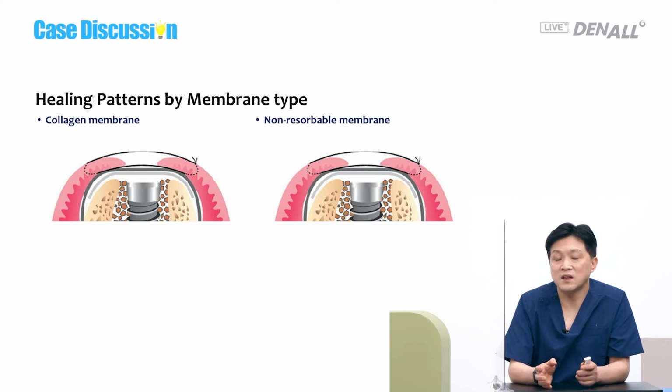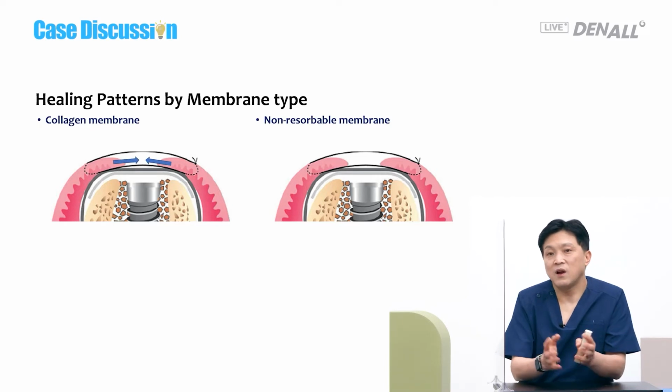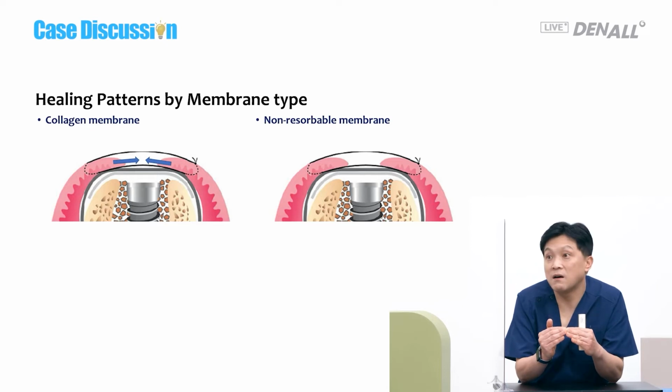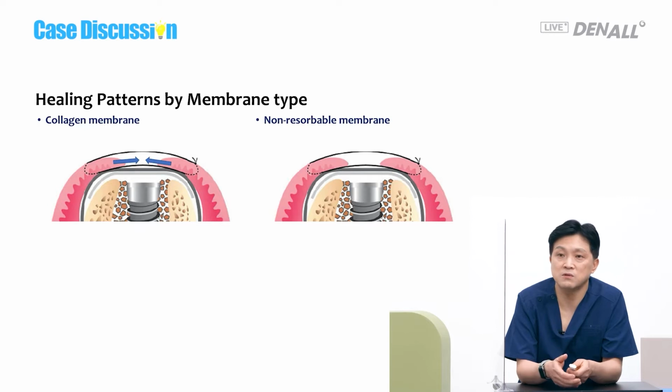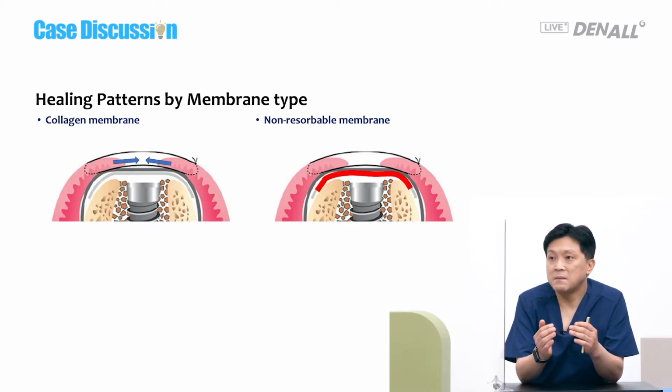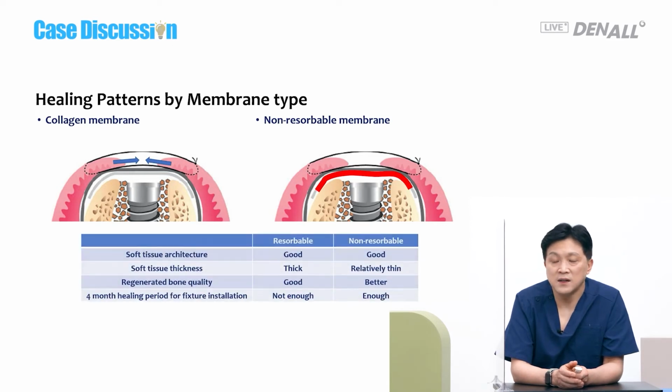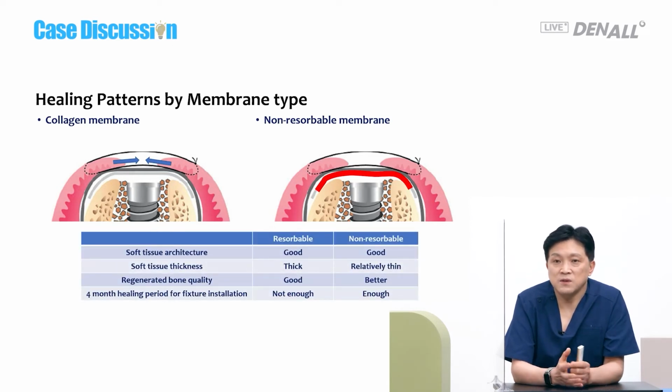Collagen membrane versus non-resorbable membrane. The outcome is the same, but the healing mechanism is different. With the collagen membrane, over the membrane, soft tissue fills up to achieve the primary closure. With the PTFE membrane, pseudoperiosteum is generated below the membrane. After the membrane is removed, it fuses with the oral epithelium for the healing. So their healing mechanisms are different.